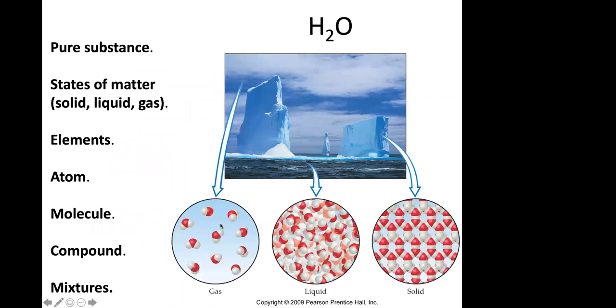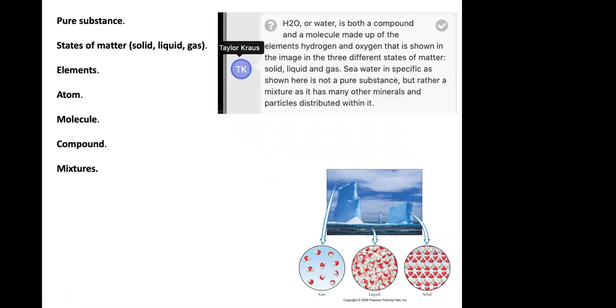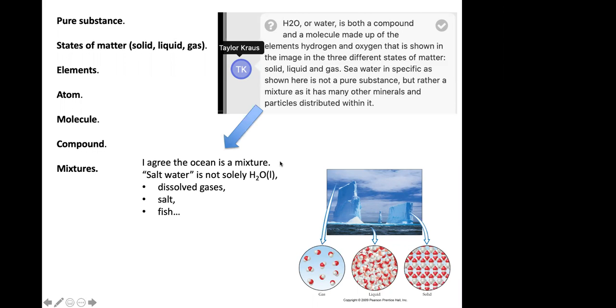Now, within our description right here, a task that I had, and I thought people did a really great job within Perusall on this, was taking this image right here, applying this language, and trying to include all of these terms to describe what was going on in this picture. Just to give an example, this is one that Taylor had submitted. Said H2O, or water, is both a compound and a molecule made up of the elements hydrogen and oxygen. Absolutely agree. It's being shown in 3 different states of matter, identifying a solid, a liquid, and a gas. And goes on to say that seawater is not, however, a pure substance, but rather a mixture, because there are other things there, other minerals and particles distributed in it besides just the H2O. I think that's an excellent analysis.